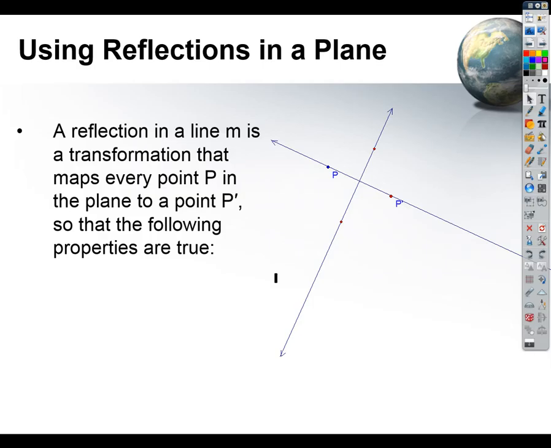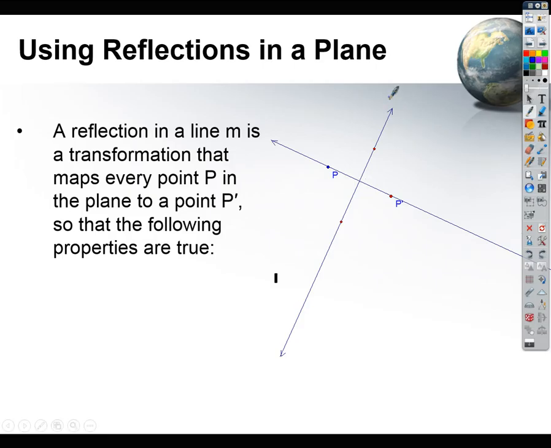So, definitions: a reflection in a line M. So this is line M. I guess we need to probably write that on there. A reflection in line M is a transformation such that regardless of which point we're talking about on the pre-image, we're going to call it point P. If it's a reflection, that's got to map to some image of that pre-image.